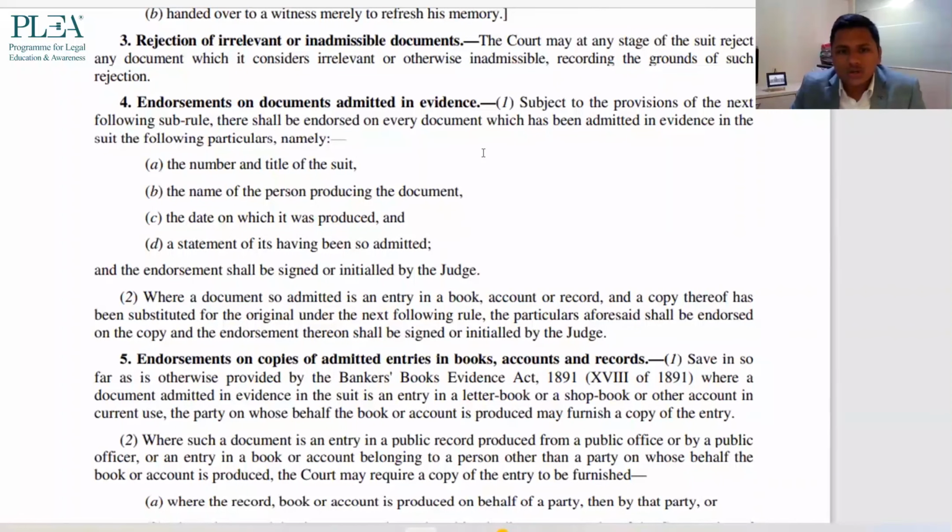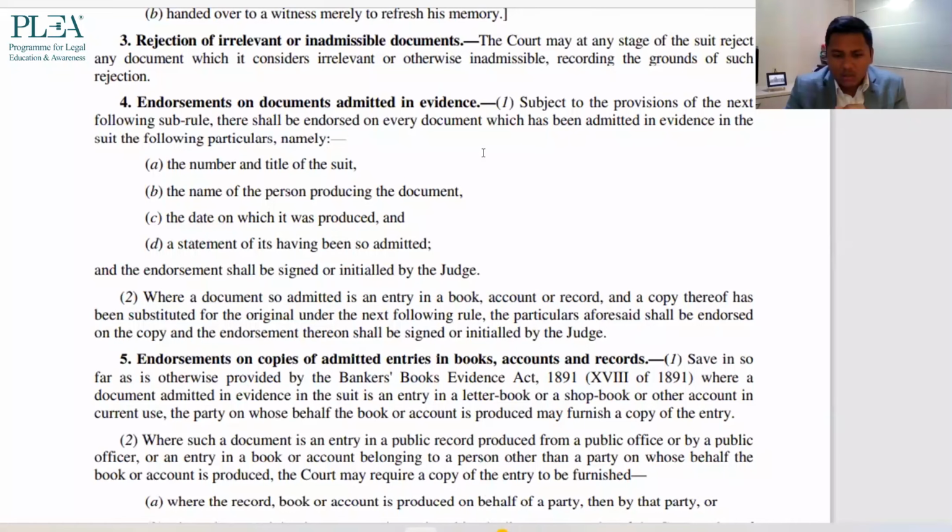Next is also important. Where a document so admitted is an entry in a book, account, or record, and a copy thereof has been substituted for the original under the next following rule, the particulars aforesaid shall be endorsed on the copy, and the endorsement thereon shall be signed or initialed by the judge. All this deals with documents which are admitted in evidence under Order 12, the earlier order, if you remember.